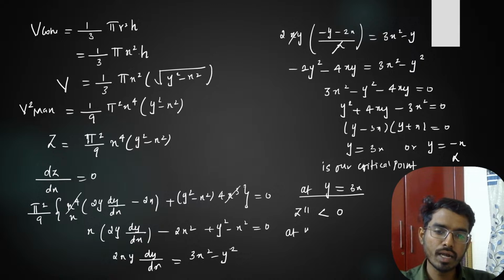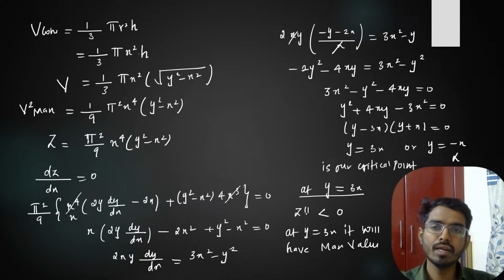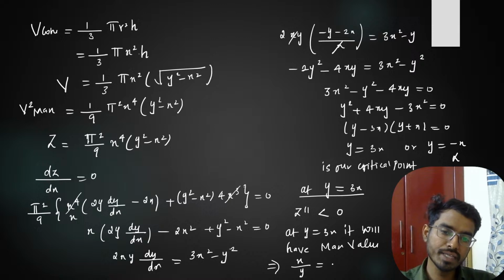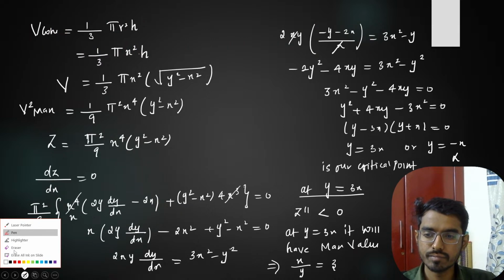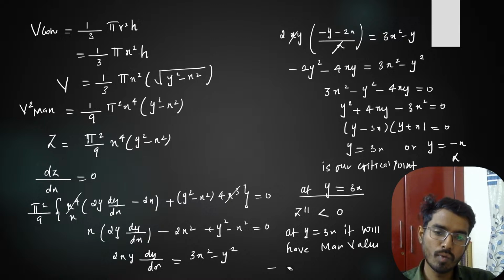So that means at y is equal to 3x, it will have maximum value, right? So that means x by y is equal to 1 by 3. X by y is equal to 1 by 3.